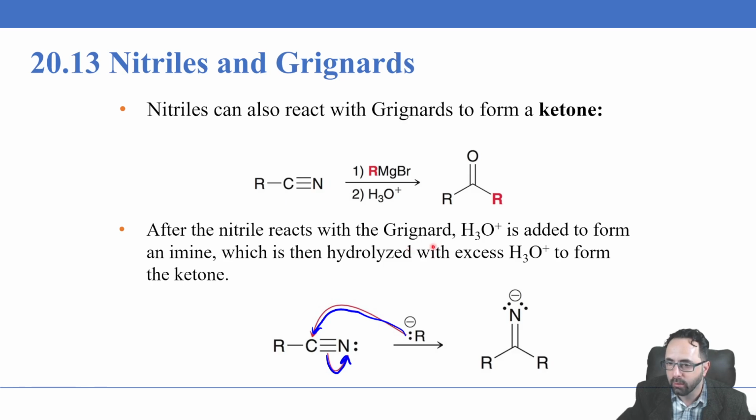After the nitrile reacts with the Grignard, we add in acid here, and we form an imine, which is hydrolyzed with excess hydronium in the ways we've seen before, ultimately to form the ketone.